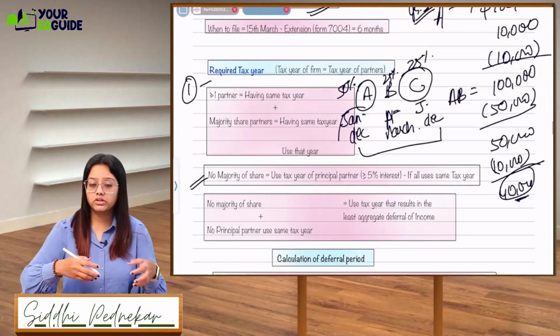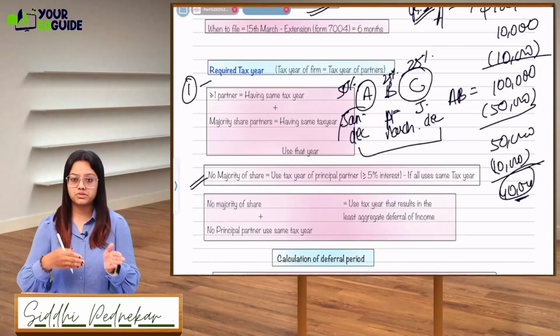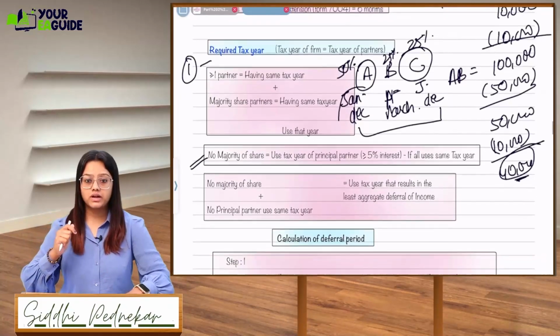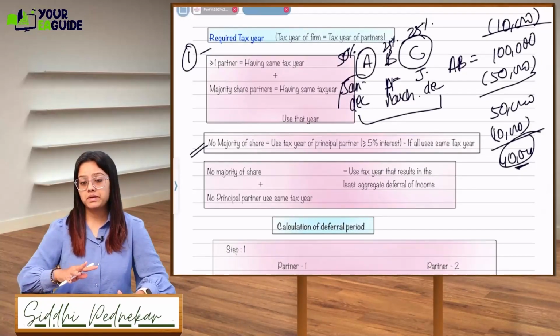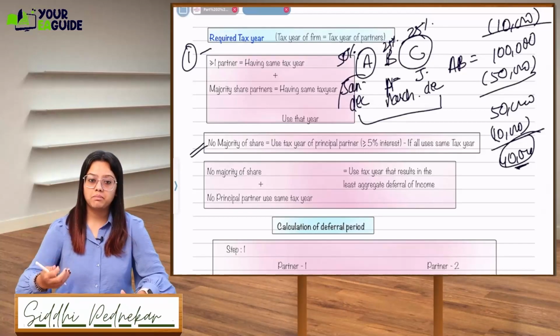Okay, but let's say all three are holding equal shares, that is 30%, 30%, 30%. Then use the tax year of a principal partner. What do you mean by principal partner? More than 5% shareholding is the principal partner.